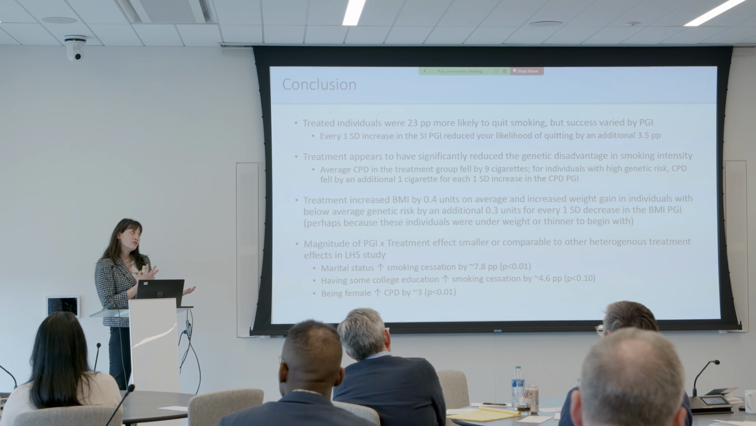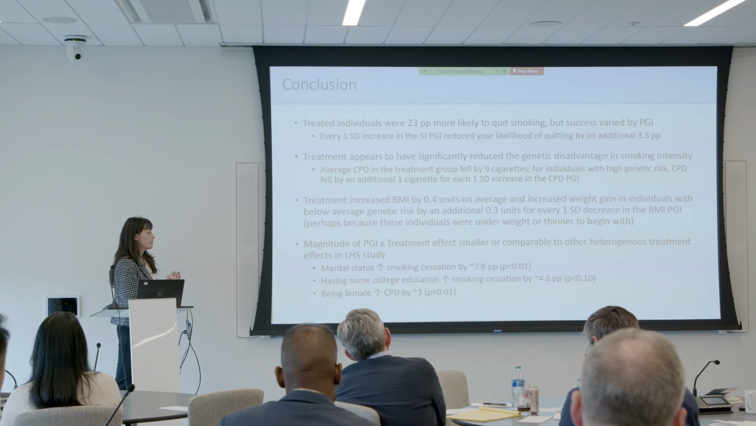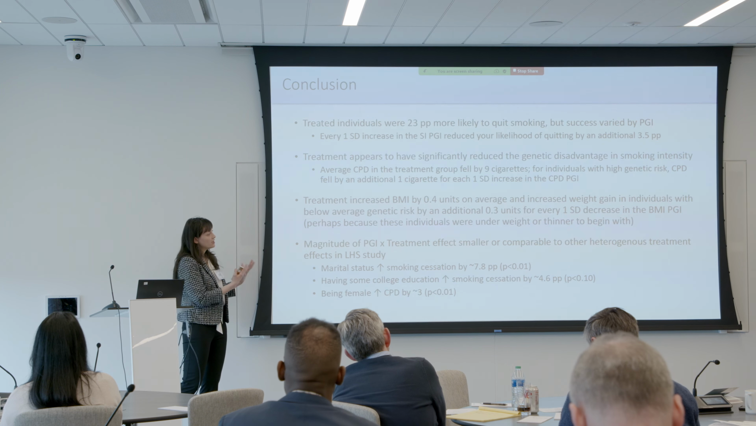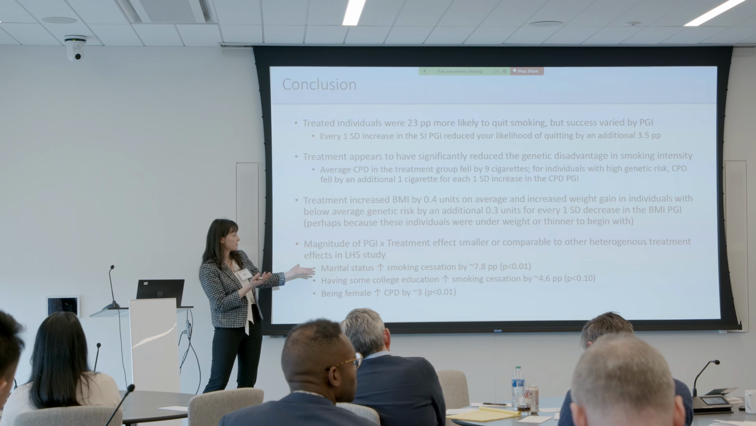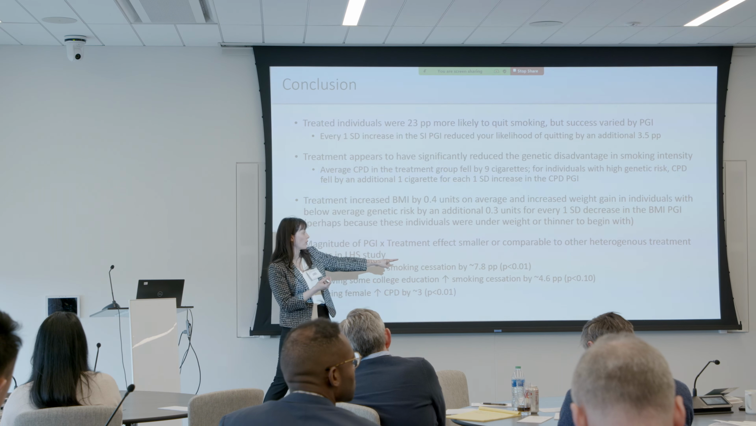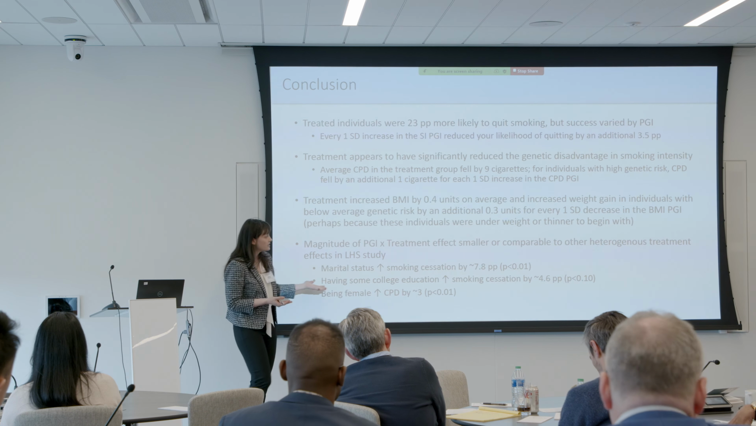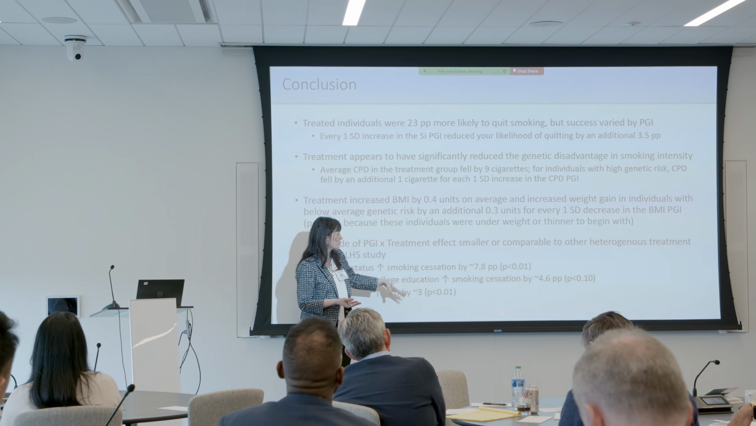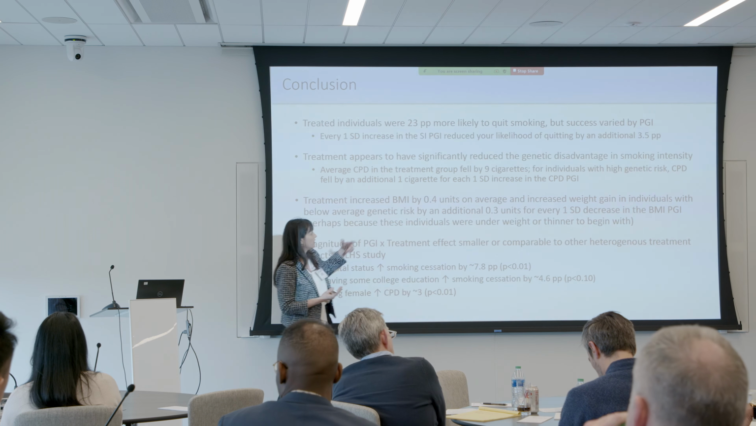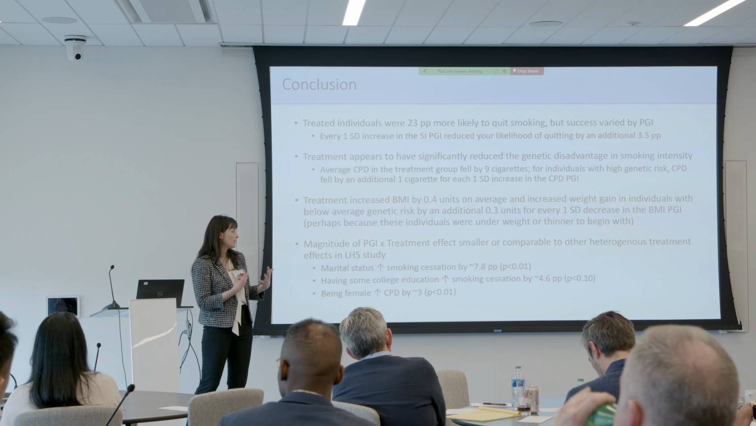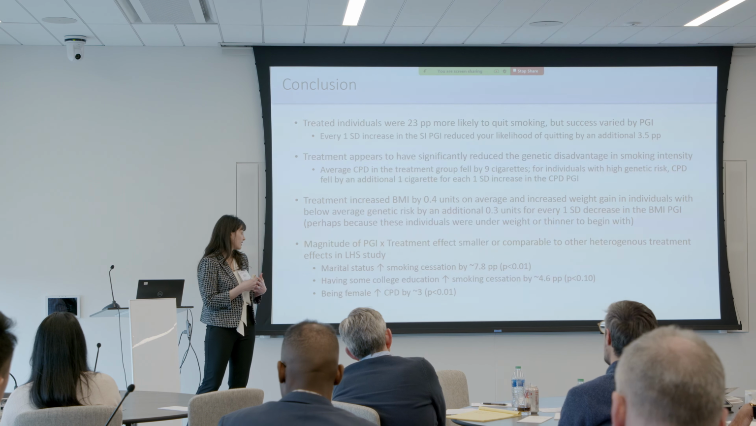And in terms of the magnitude of these effects, how should we think about this? We did look at other interactions with the treatment and things like marital status, having a college education, being female. The treatment effects are pretty comparable to those or slightly smaller. In the case of marital status, that was a 7.8 percentage point increase in the likelihood of quitting smoking if you were married. College education, we didn't find a really strong interaction, interestingly enough. That was pretty comparable to the genetic effect that we found. Having some college education increased the likelihood of cessation by about 4.6 percentage points.